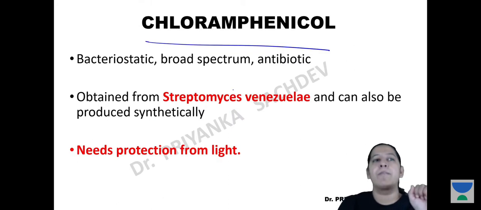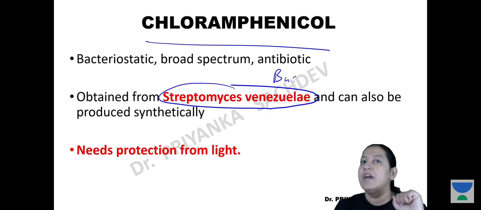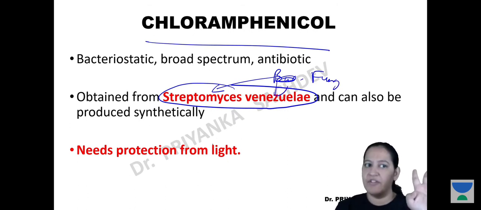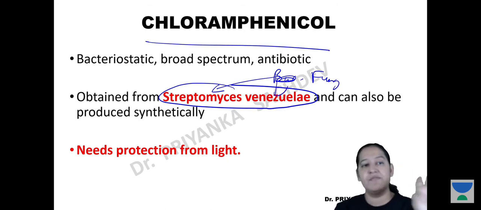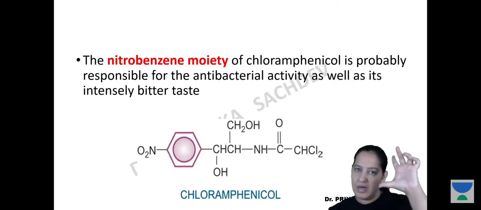Chloramphenicol is obtained from Streptomyces venezuelae. It is a bacteria. Name of the bacteria is Streptomyces. Sorry, it is a fungus. It is not a bacteria. It is a fungus, Streptomyces venezuelae. That is the name of the fungus. You have to learn it. Streptomyces venezuelae. And it needs protection from light. So that's why it is kept in a brown bottle.